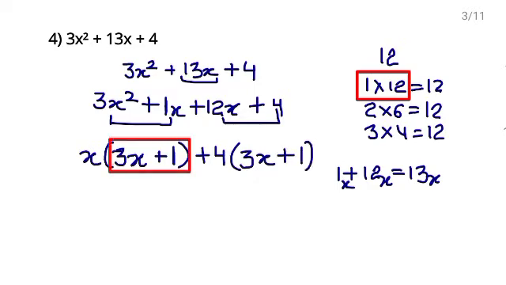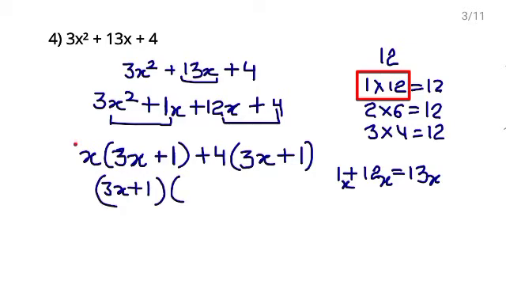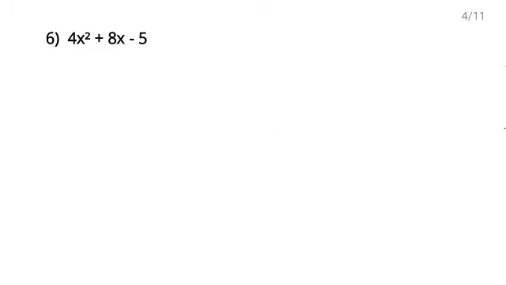Now these are common binomial factors, so take it common, 3x plus 1. Now in the bracket you have x plus 4, right? So write here x plus 4. So this is your answer. Next, question number 6 is 4x square plus 8x minus 5.